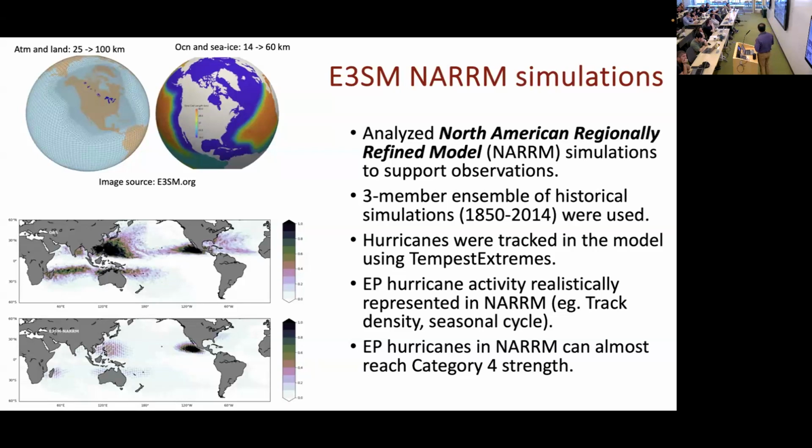So we use three ensembles of these historical simulations using the RRM configuration. And hurricanes were tracked in RRM using the Tempest Extremes algorithm. This is a scale-aware feature tracking software that operates on the model's native grid. And so the thing I want to point out is in the bottom two panels, what you'll see is the model really well captures the salient features of Eastern Pacific hurricanes.